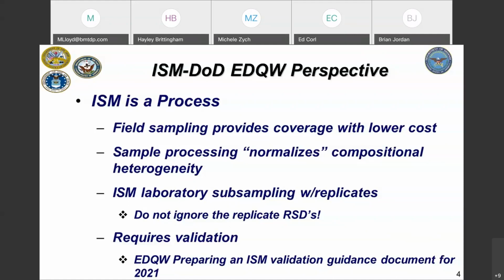So finally, as I said before, the processing may not necessarily be universal, right? And therefore, the ISM processing has to be validated. Now, I want to remind everyone that the folks from the Army's Coal Region Lab, Dr. Jenkins and Dr.